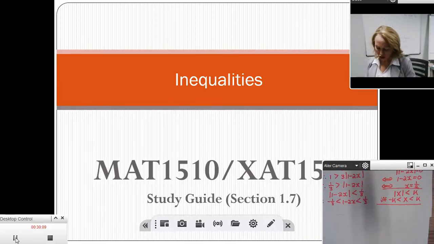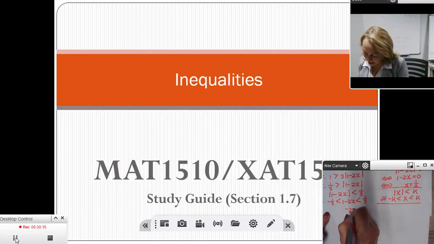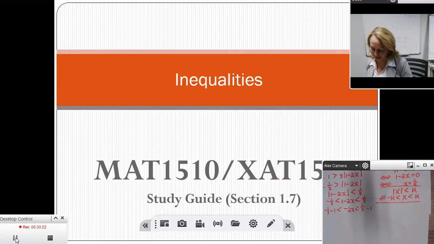So in order to solve this inequality, what can we do? Well, certainly we can subtract 1 from both sides. So we get a third, subtract 1 on this side, and we get negative a third, subtract 1 on the left-hand side.